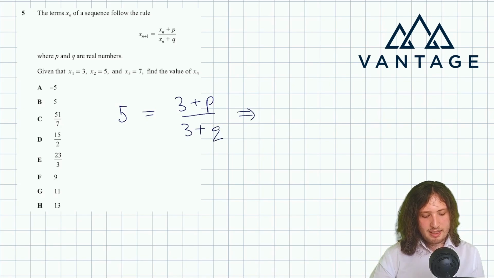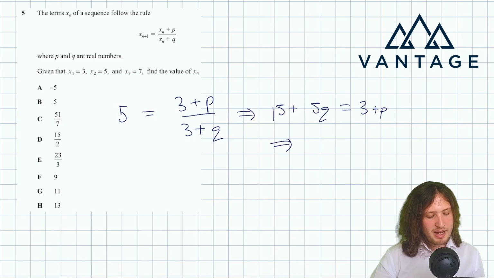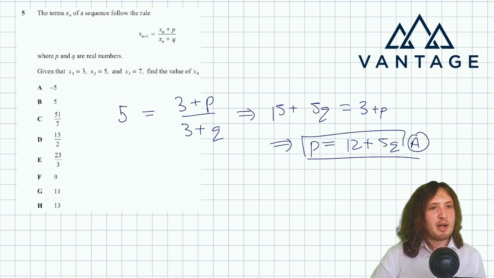So I guess that tells us that 15 plus 5q is 3 plus p. So we may as well make p the subject. So p is going to be 12 plus 5q. Let's put that in a box and give it a name. We'll want to come back to it in a moment.